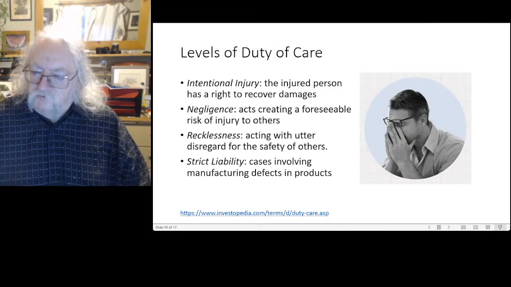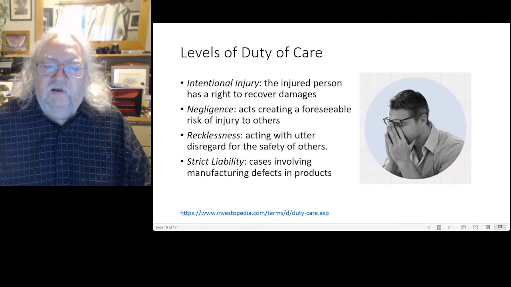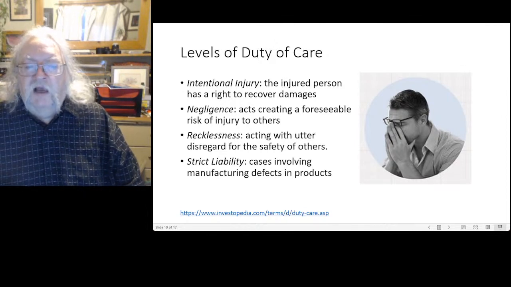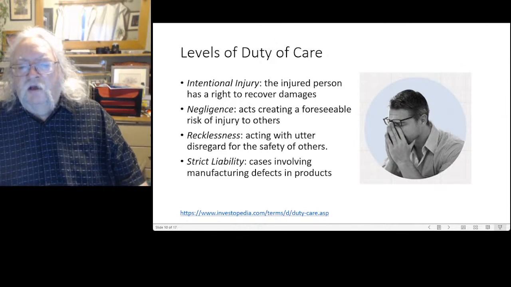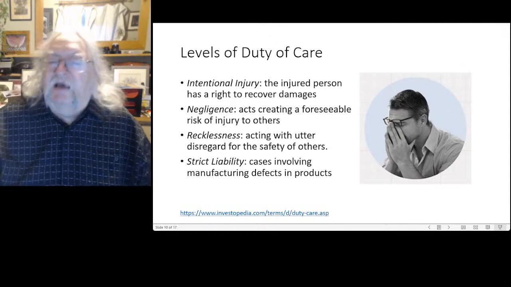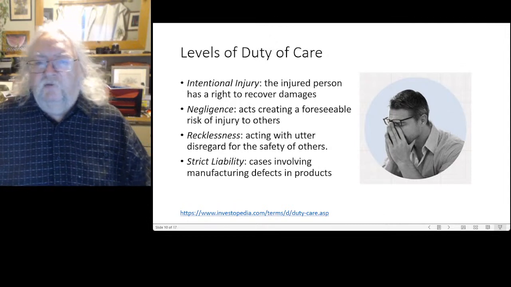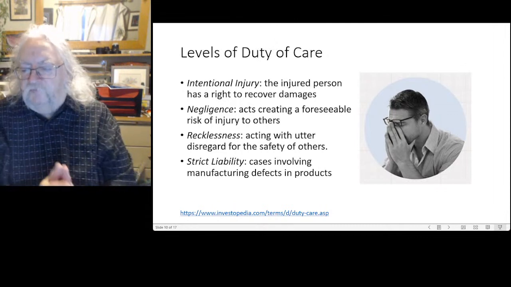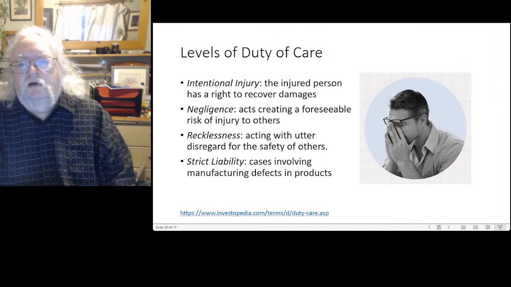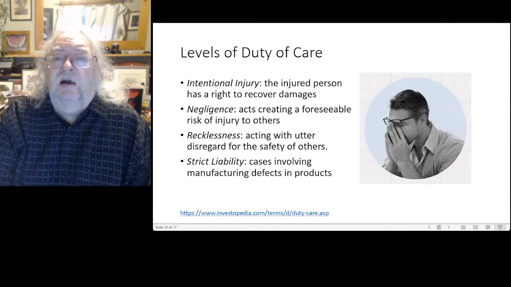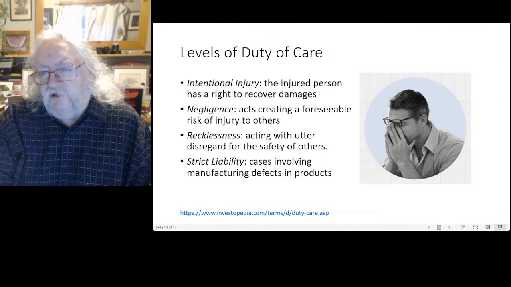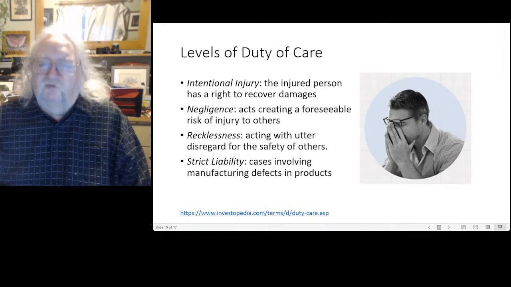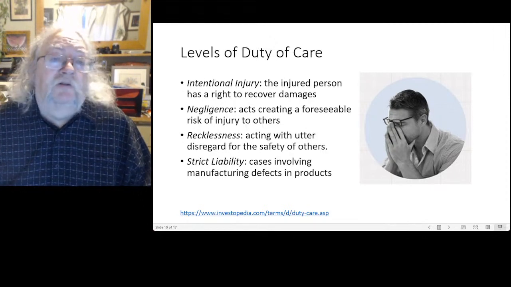Recklessness also violates a duty of care, that is to say, acting with utter disregard for the safety of others. And then finally, strict liability, which involves cases involving manufacturing defects in products. If you make something and it's defective and it hurts someone, then you're liable. And so a duty of care would caution you to take the necessary steps to avoid manufacturing things that injure others.